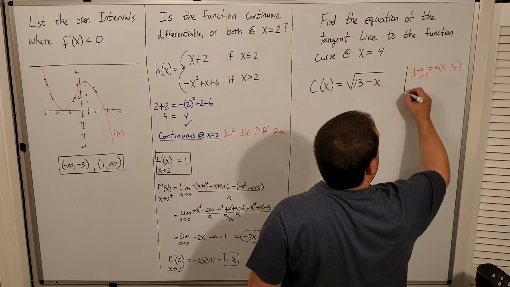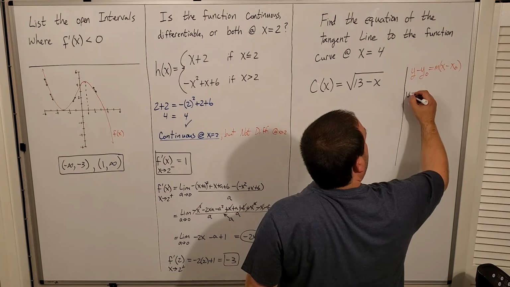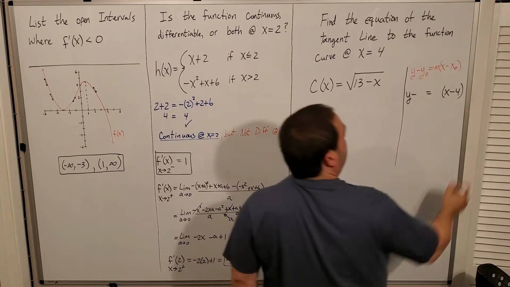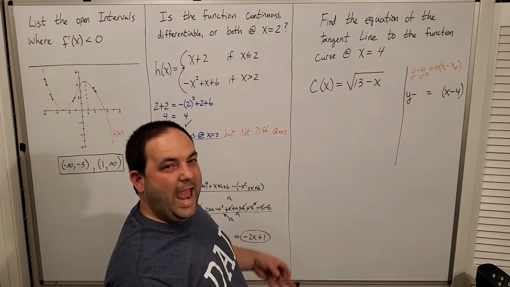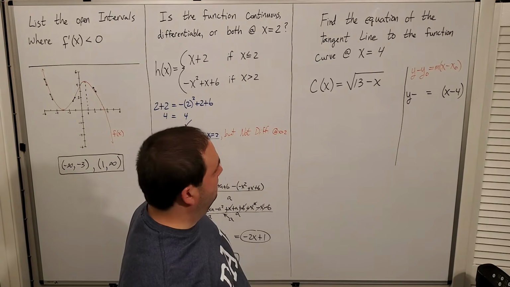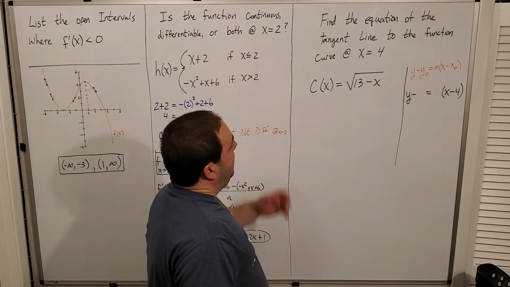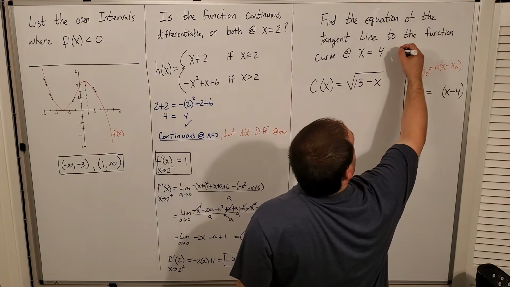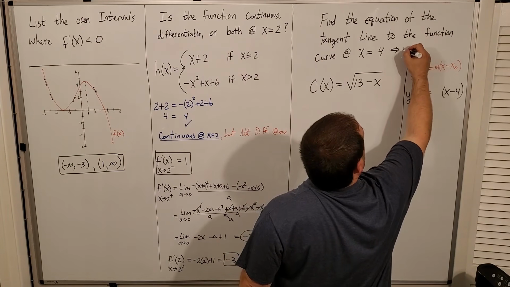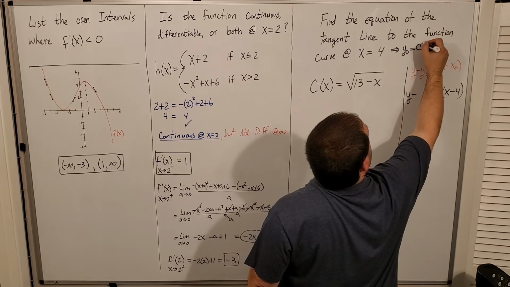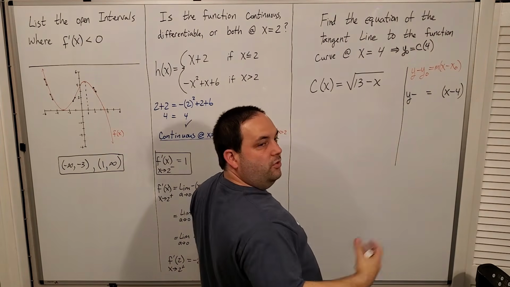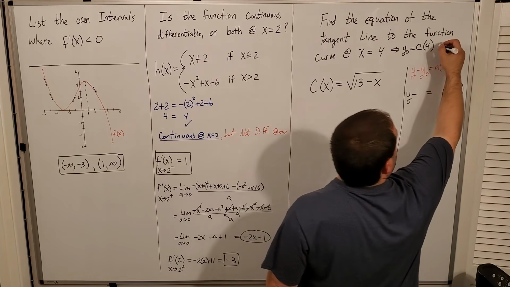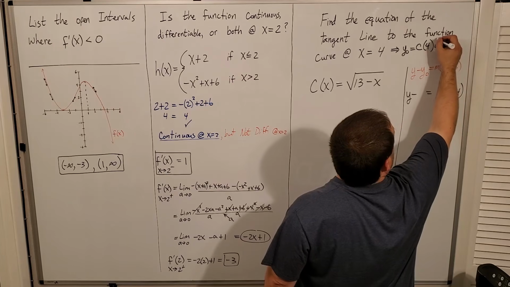So I'll do a little bit of side work over here. I know I've got this much of this equation. I know that I have this much of it. So next, what do I do to get the y naught? Well, y naught is going to be equal to f of 4, just the function value, the y value at 4. If I plug in 4, 13 minus 4 is the square root of 9, which is 3.